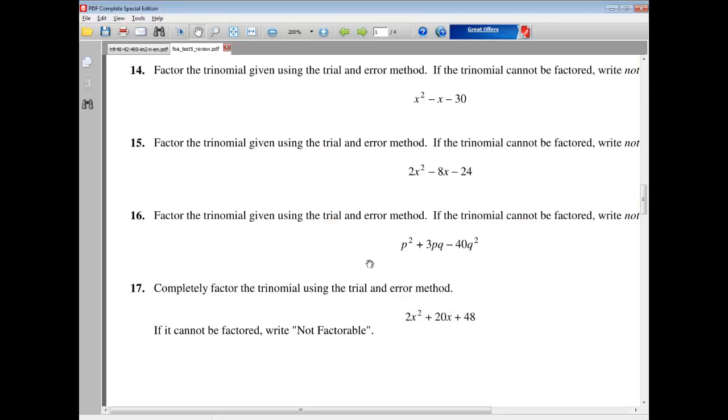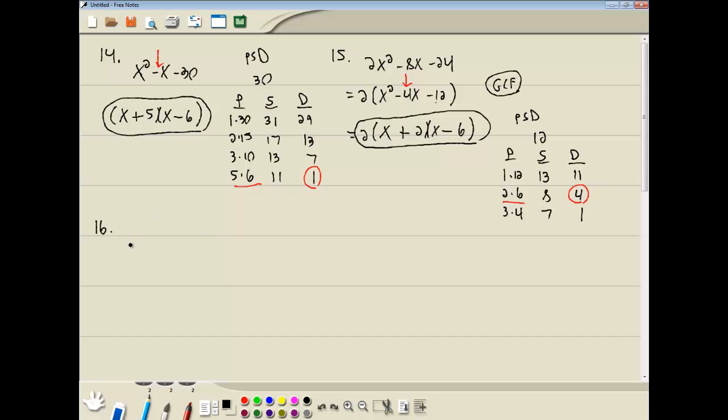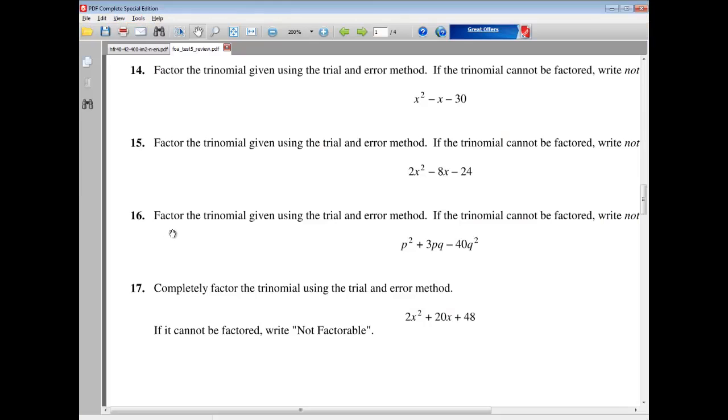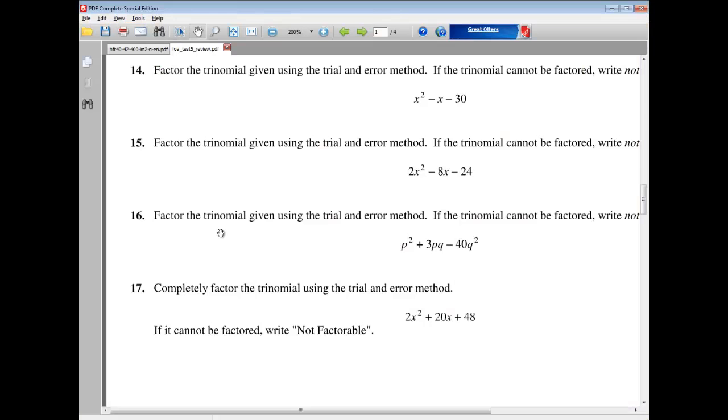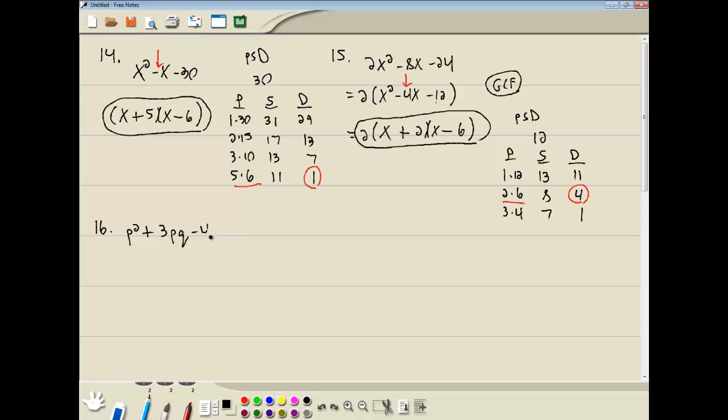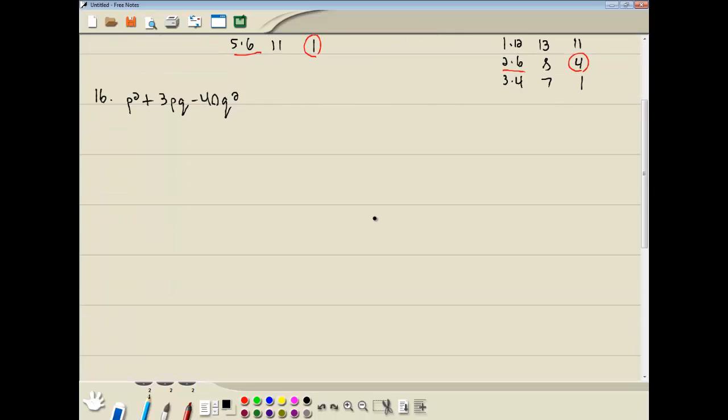Okay, problem number 16. We got p squared plus 3pq minus 40q squared. Now, in order to factor, GCF really doesn't matter too much, but in order to factor PSD, key number, all those other ones, they should be in standard form. Standard form says you go from the largest power down to your smallest. And if I consider p, then it's in standard form. We got p squared, p, no p.